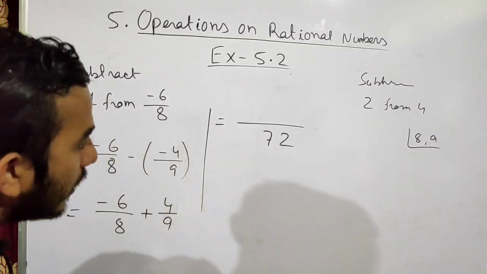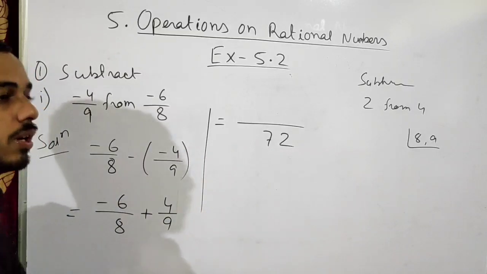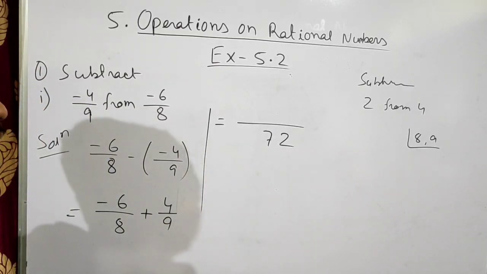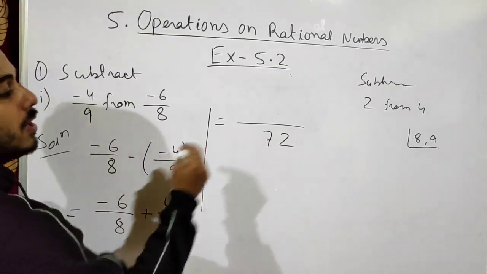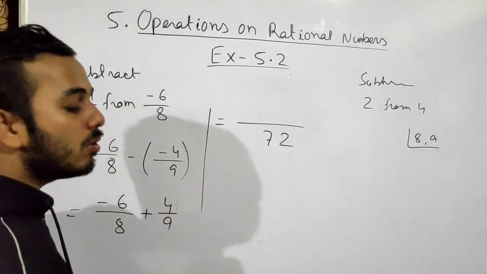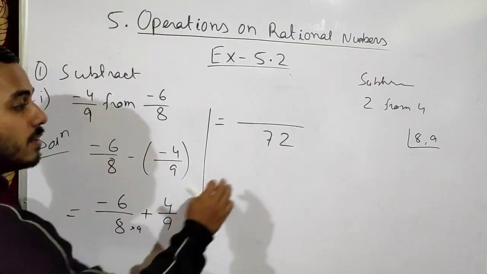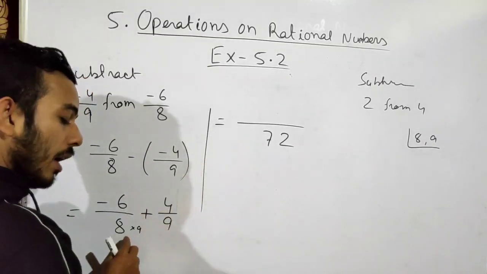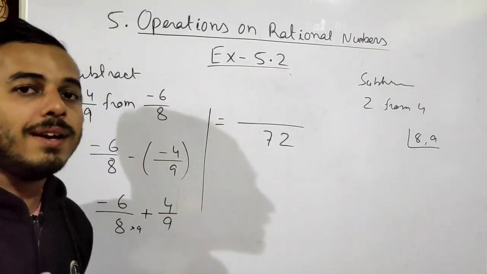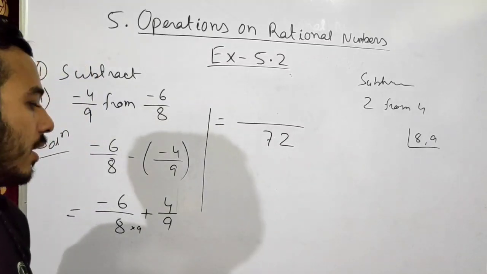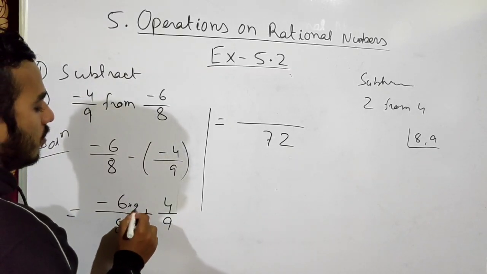Now I have written here, this denominator was 8 and that denominator was 9, but I have written 72. How did I write 72? Which number do I have to multiply with 8 to make it 72? I have to multiply 9, isn't it? 8 into 9 is 72. Now since I have multiplied by 9 in the denominator, I have to multiply by 9 in the numerator also.